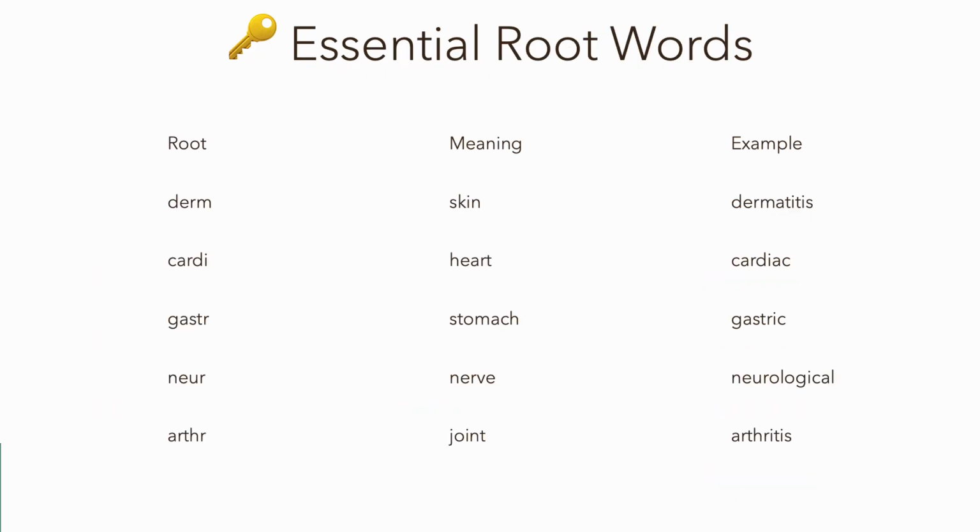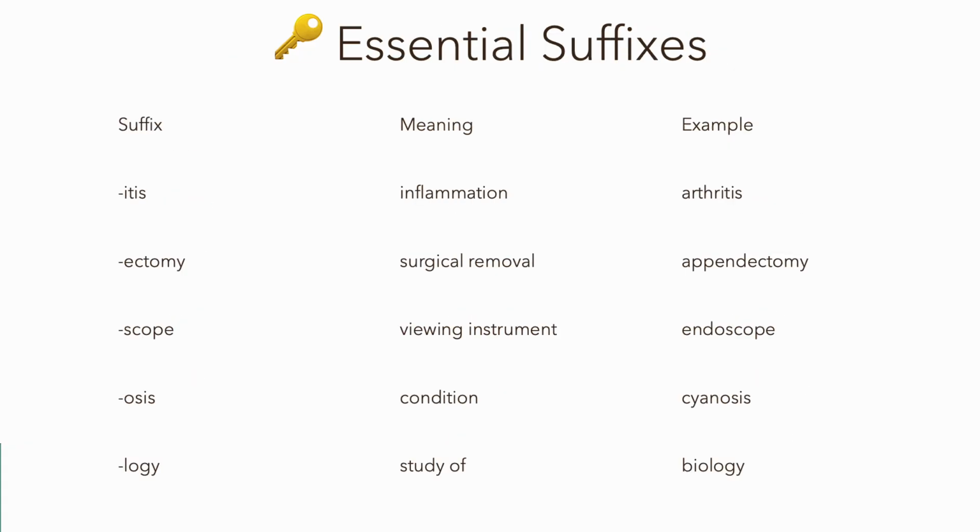The next slide. Now here are some root words that you might come across. Again, derm is skin, cardi, heart, like cardiac arrest. Gaster is stomach, neur is nerve, and arth is joint, like arthritis. Again, don't memorize it. I'm just kind of going over it.